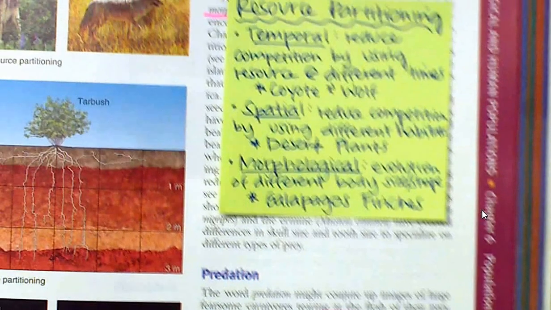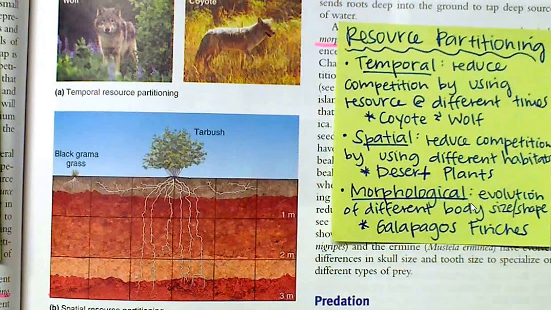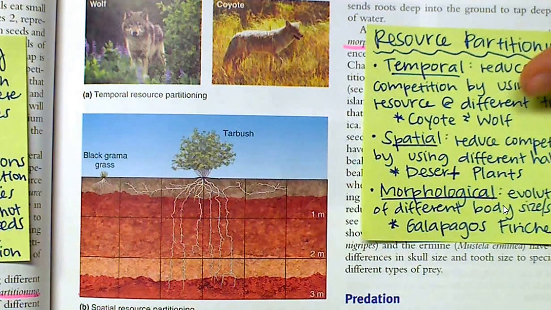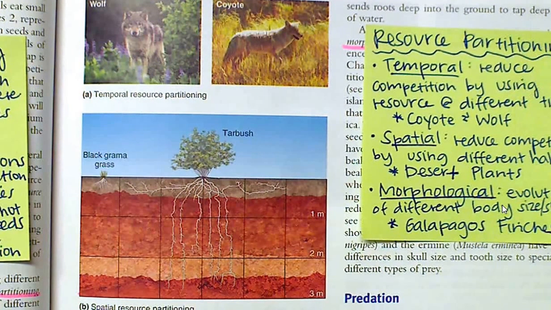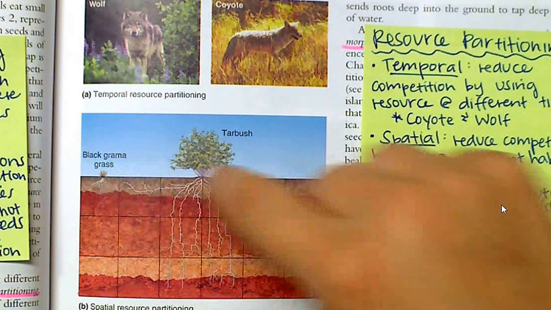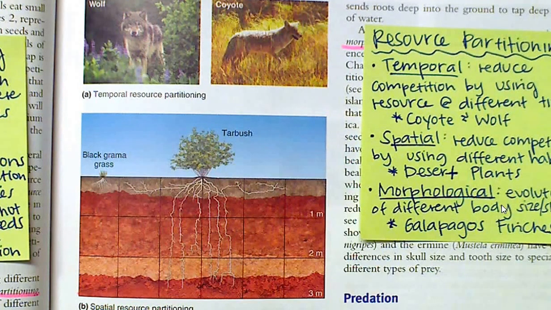Next, we have spatial. Actually, I can just move this over here so we can see them at the same time. So next we have spatial. These species reduce competition by using different habitats. Our example of this one is going to be desert plants. So here are two different desert plants. Plants in many desert habitats exhibit spatial resource partitioning.